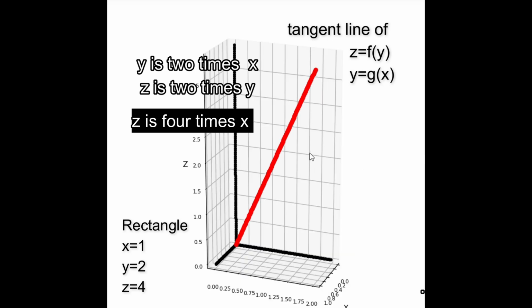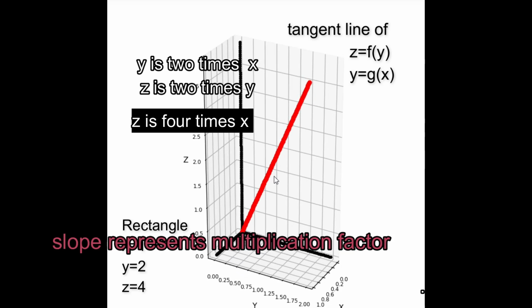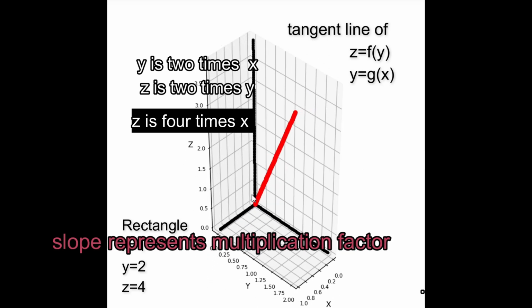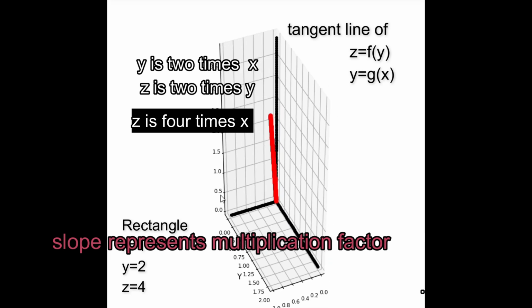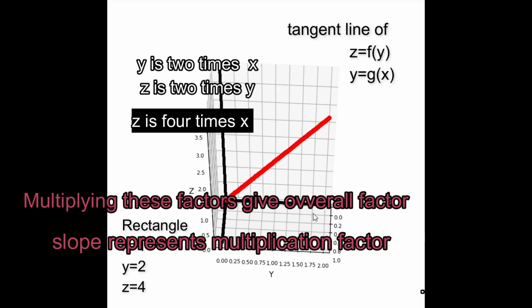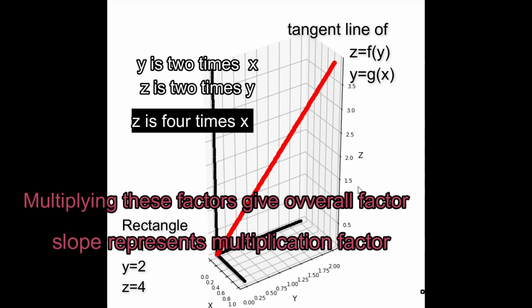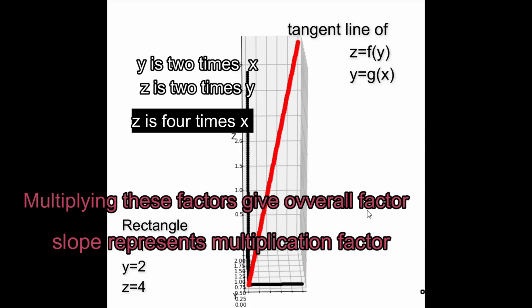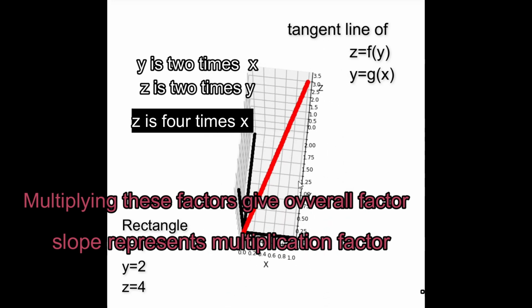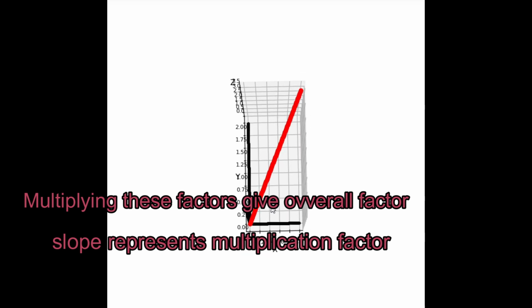The slope represents the multiplication factor, dy dx is the factor from x to y, and dz dy is the factor from y to z. Multiplying these two factors gives the overall multiplication factor, dz dx. This overall factor is the value of the composite function's derivative.